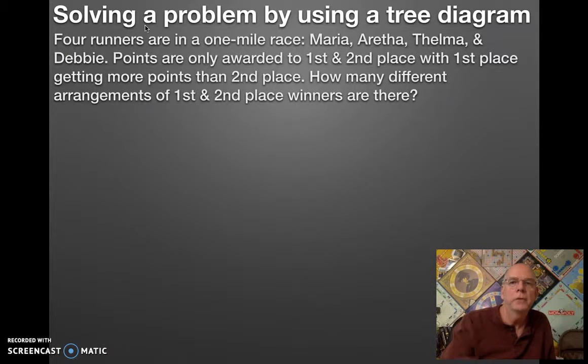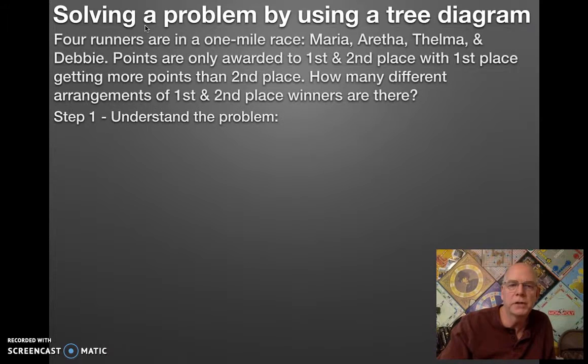All right, another example. Let's solve this problem by using a diagram, and maybe more specifically a tree diagram. Okay, here's our question. 4 runners are in a 1-mile race. Maria, Aretha, Thelma, and Debbie. Points are only awarded to first and second place, with first place getting more points than second place. How many different arrangements of first and second place winners are there?